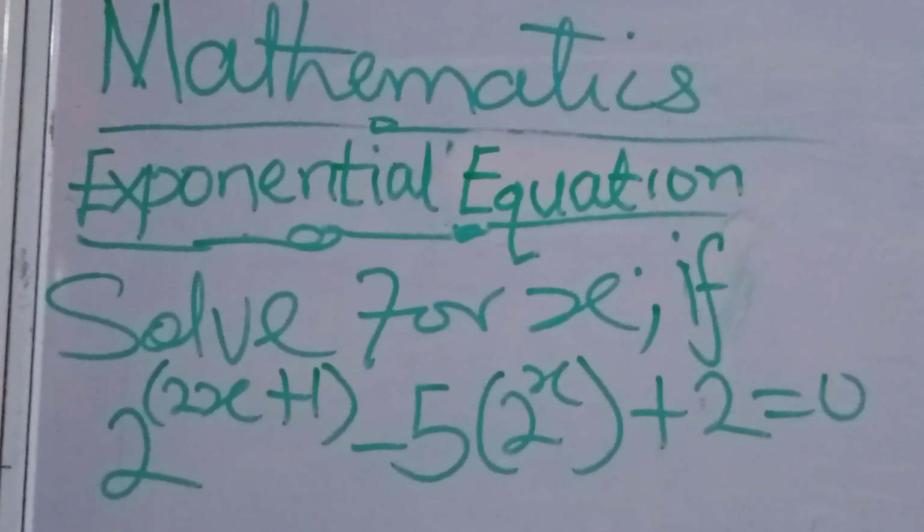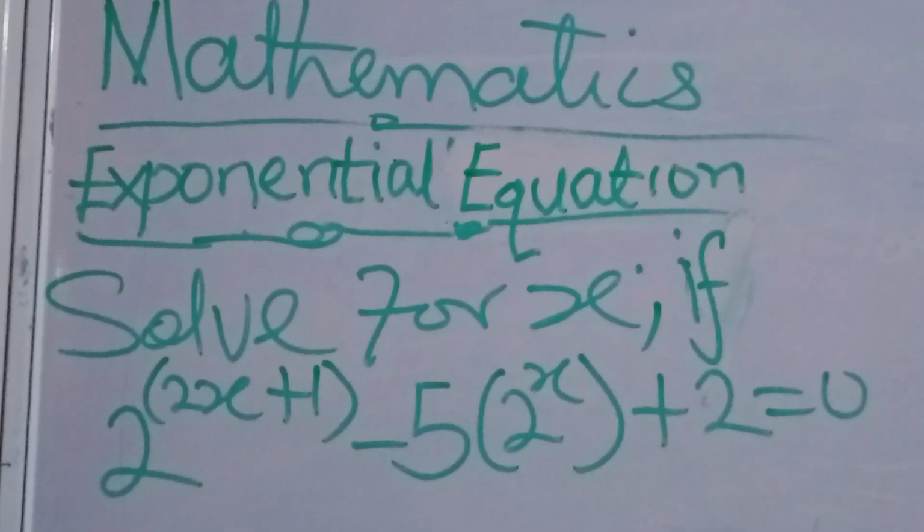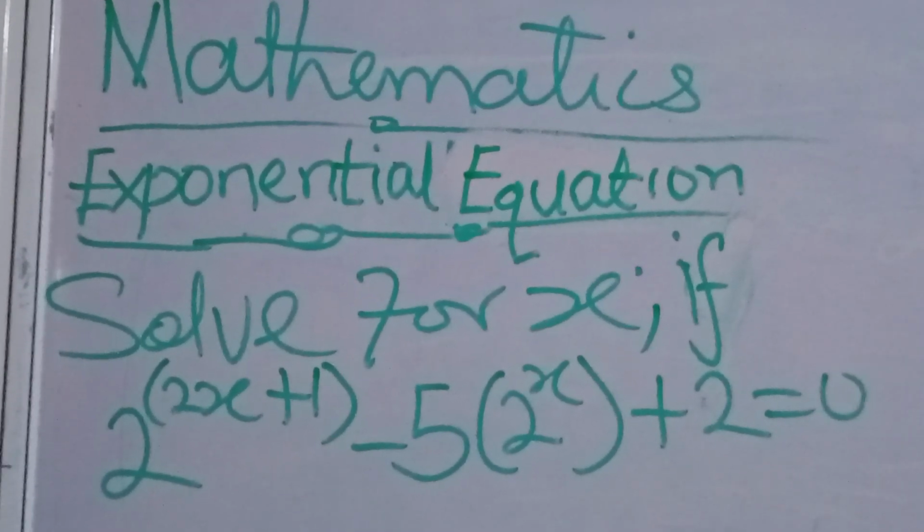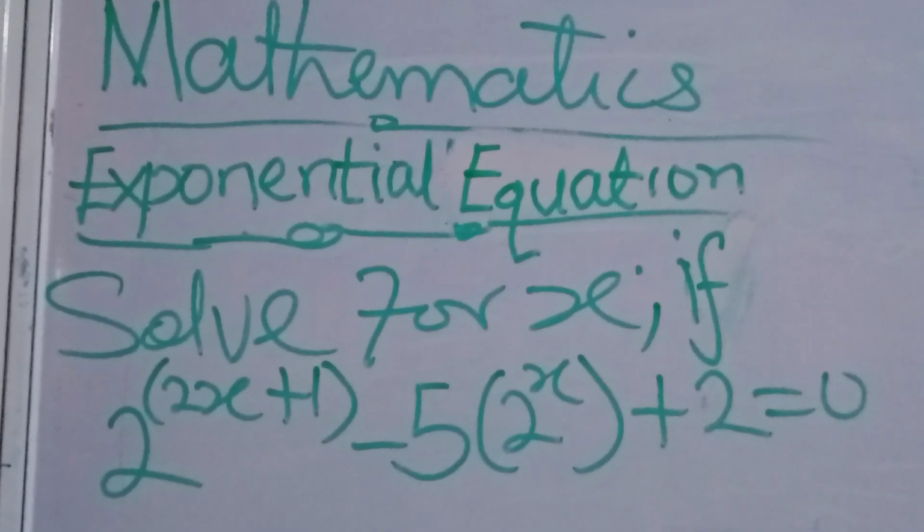We have this question to solve. It's another exponential equation sent to us by one of our subscribers based on the previous question we solved on the exponential equation. The question says solve for x if 2 raised to the power (2x + 1) minus 5(2 raised to the power x) plus 2 equals 0. This is an exponential equation that normally leads to a quadratic equation. We are going to solve the question.